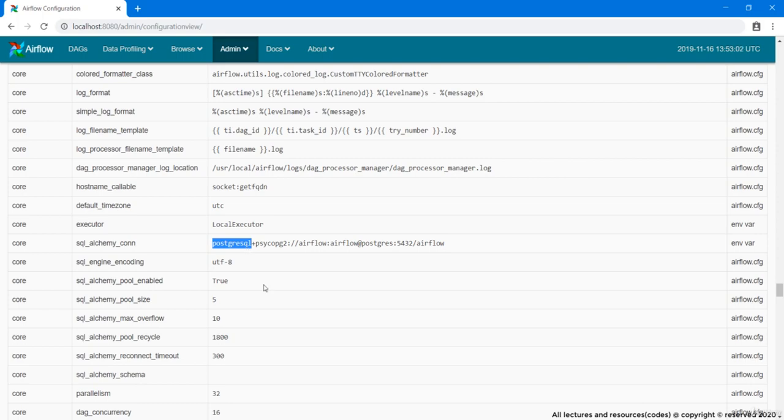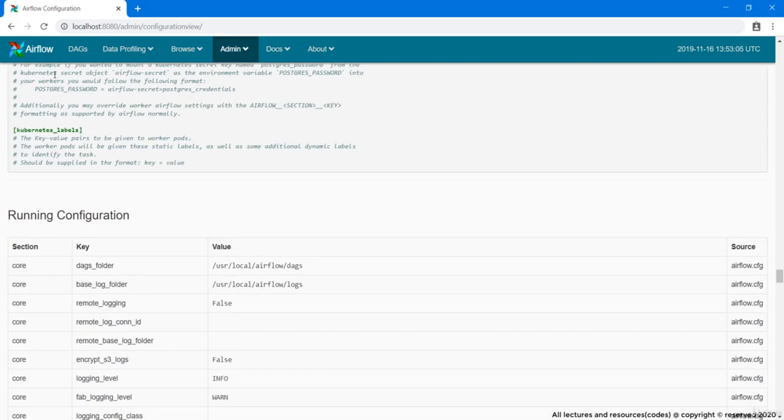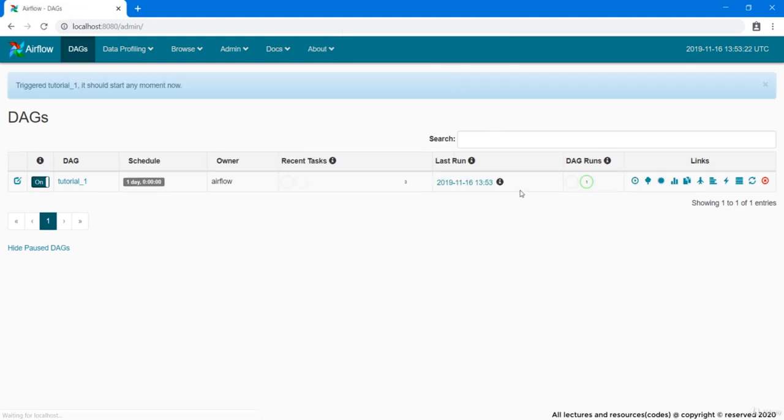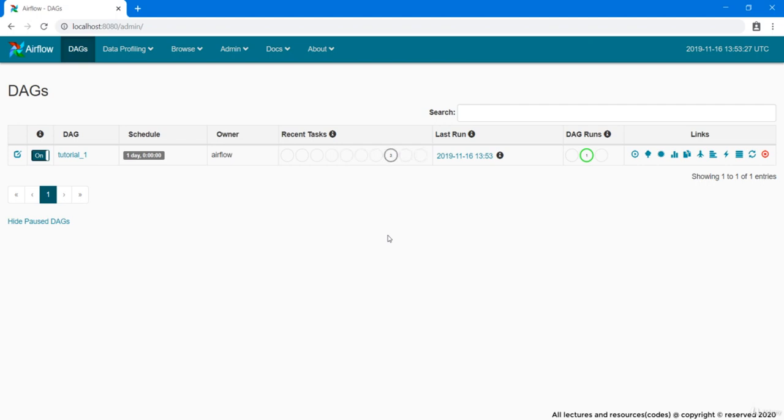In the SQL Alchemy connection, for the local executor, it has changed to Postgres values. Having said that, let's run the same DAG again. And please remember that in the DAG definition, we don't have any task dependencies, so it is expected that all the three tasks should run in parallel. In the schedule state, two are success and one is running. Yes, all of them succeeded.